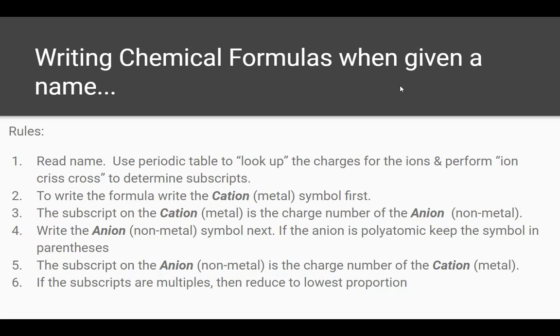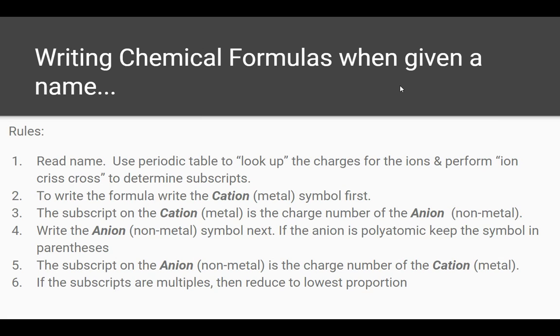All right, in general, when you're writing a formula, when given a chemical name for an ionic compound, the rules are as follows. Read the name. Use your periodic table to look up the charges for the ions, perform ion crisscross to determine subscripts. To write the formula, write the cation or metal symbol first. The subscript on the cation is the charge number of the anion.